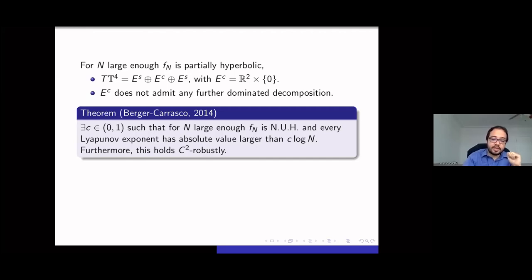And they also give you that the absolute value of the Lyapunov exponents in the center are larger than a constant times log n. And they prove that this is C2 robust. Their proof does not use ergodicity of the system. They don't have to know ergodicity of the system to prove that.